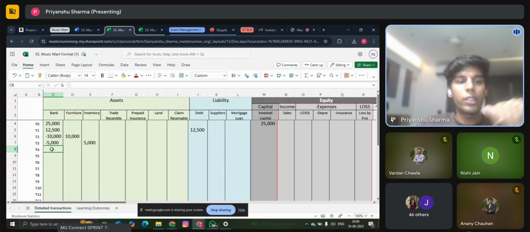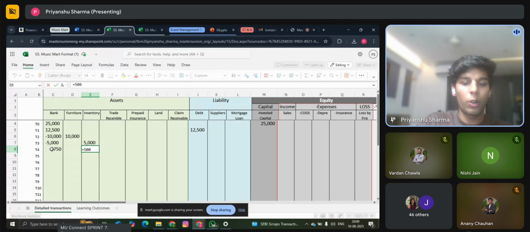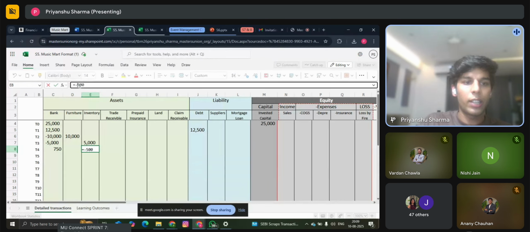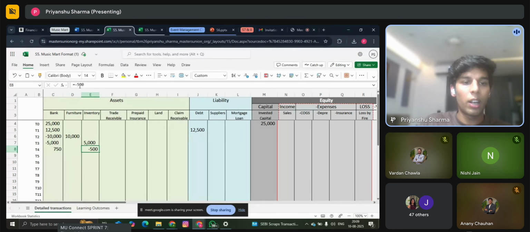First off, we've received 750 in our bank account as a means of us selling goods. So we will record 750 in our bank side. And since those goods were worth 500 rupees, we're going to take out 500 from our inventory side. Here the transaction is only deducting 500 from the inventory side because the cost of those goods that were sold to the customers was 500 to us. So we purchased some goods for 500 and we sold them off for 750.